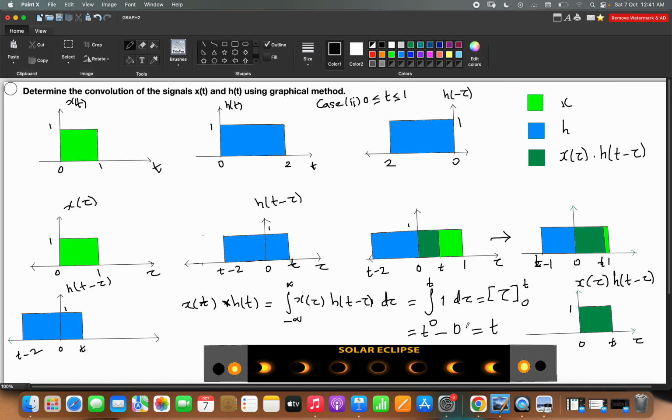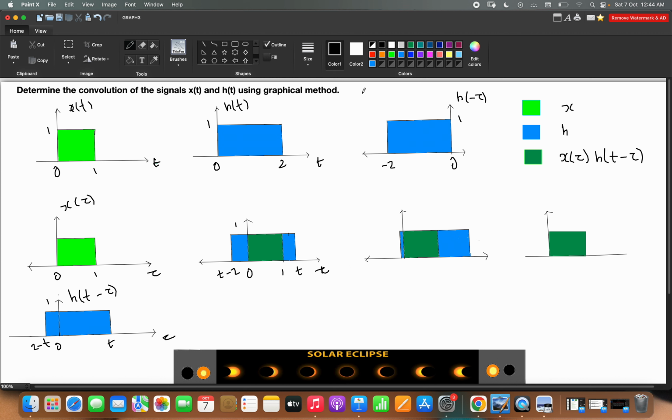So if you compare with the solar eclipse, then this case comes under this one. This is the first contact phase in a solar eclipse, and this is the second contact phase in a solar eclipse. So what we are discussing is nothing but similar to the second contact in our solar eclipse.